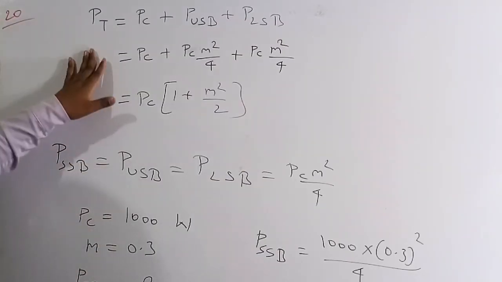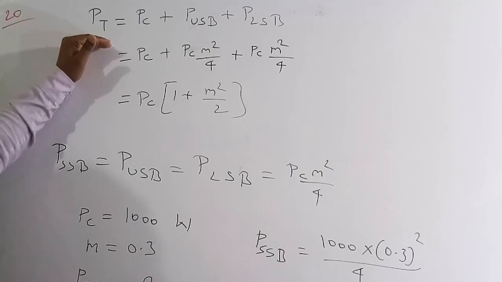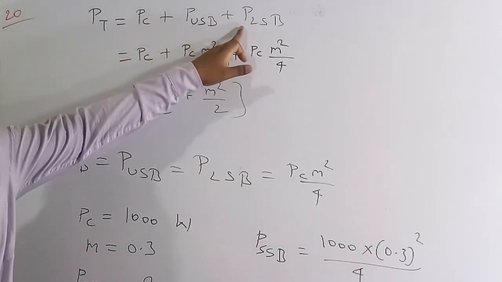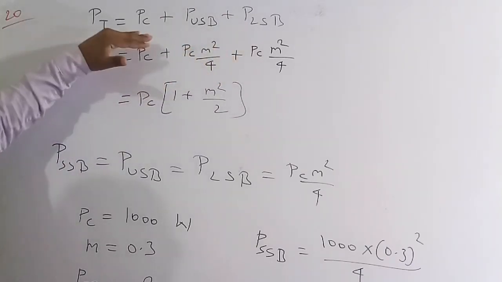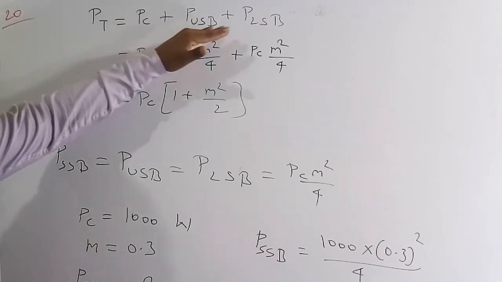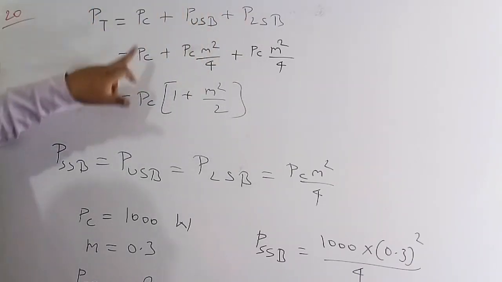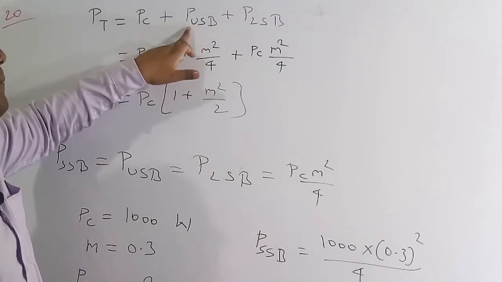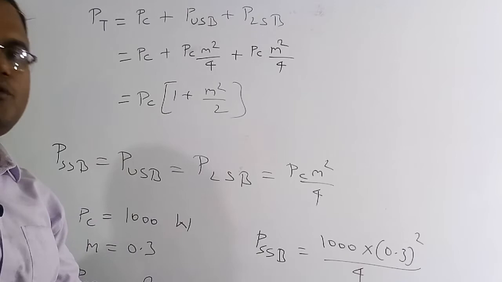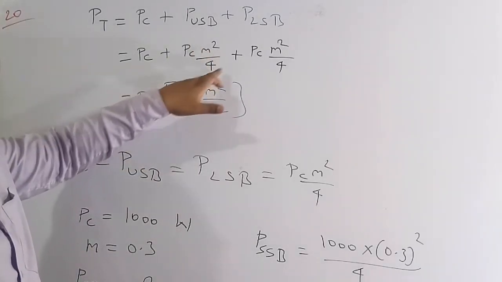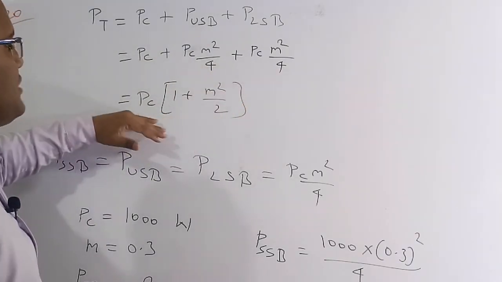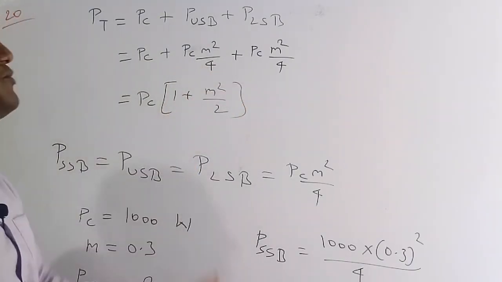Now we will learn some of the important concepts. The total power transmitted is nothing but the summation of the carrier power, upper sideband power and the lower sideband power. So here PC plus PUSB plus PLSB: carrier power, upper sideband power and lower sideband power. PC is PC, and the upper sideband power and the lower sideband power will have the same amount of power in the amplitude modulation, which is PC into m square by 4 and PC into m square by 4. If you do the summation of all these 3 quantities, we are going to get the standard equation, which is PC into 1 plus m square by 2.